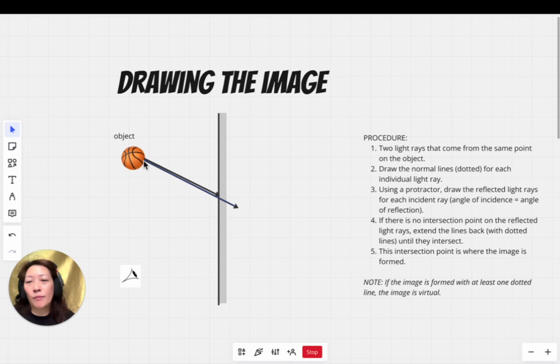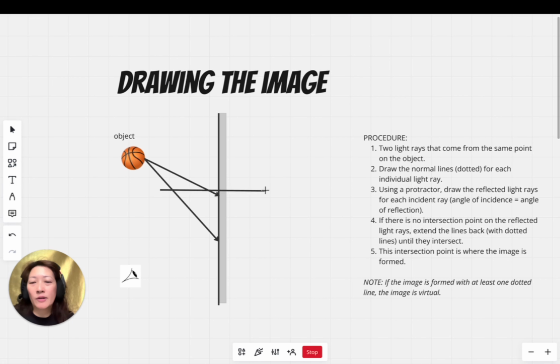We're going to have both of them start from the same point, but they're going to go to different positions on the mirror. Now, based on the law of reflection, the incident angle is equal to the reflected angle. So regardless of whatever angle the light ray reaches the mirror, it will reflect back with its own respective angle, which is equal to the respective incident angle.